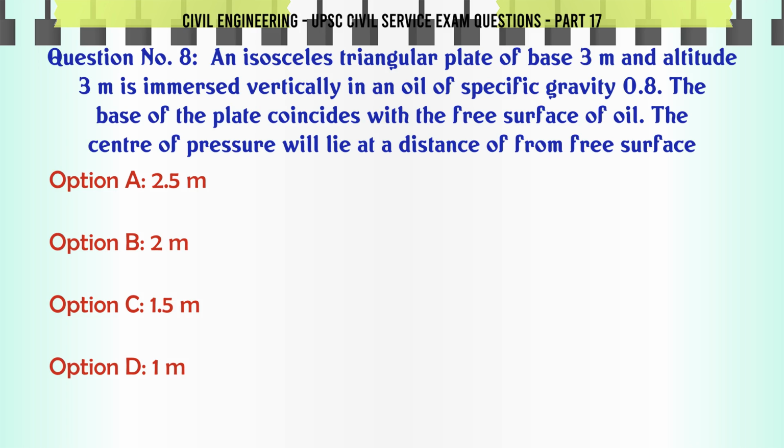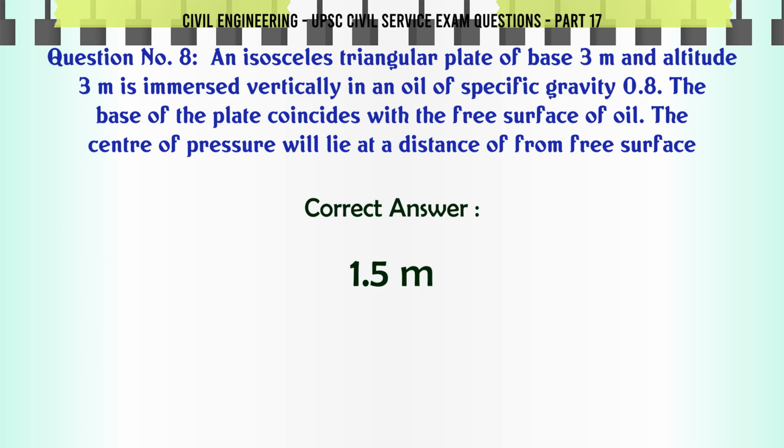An isosceles triangular plate of base 3 m and altitude 3 m is immersed vertically in an oil of specific gravity 0.8. The base of the plate coincides with the free surface of oil. The center of pressure will lie at a distance of, from free surface, A. 2.5 m, B. 2 m, C. 1.5 m, D. 1 m. The correct answer is 1.5 m.